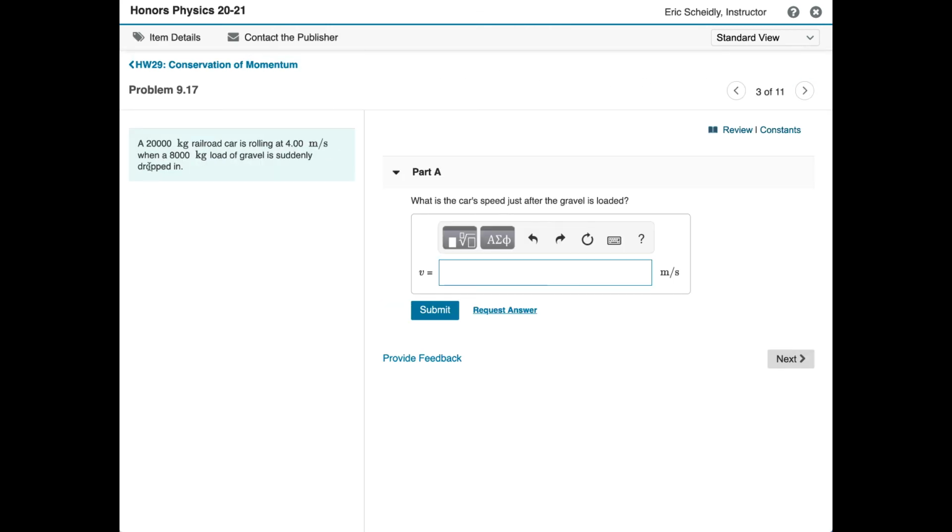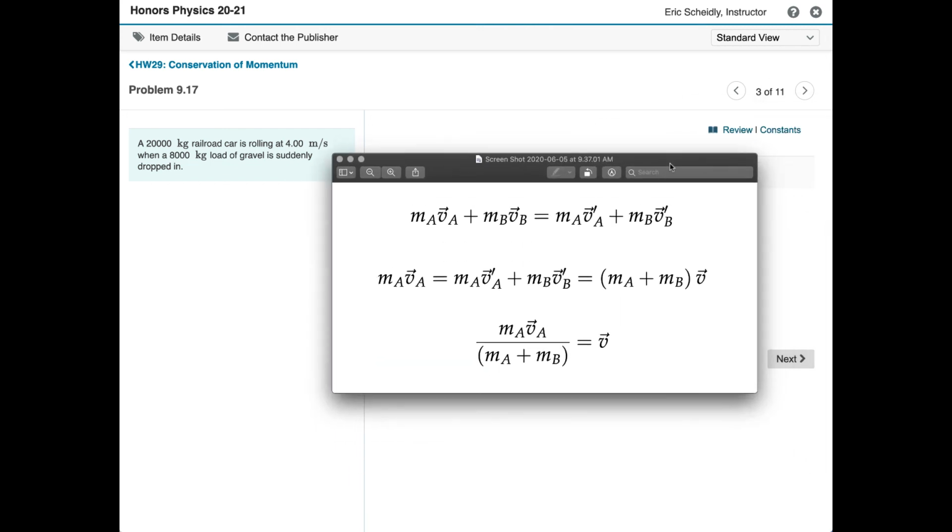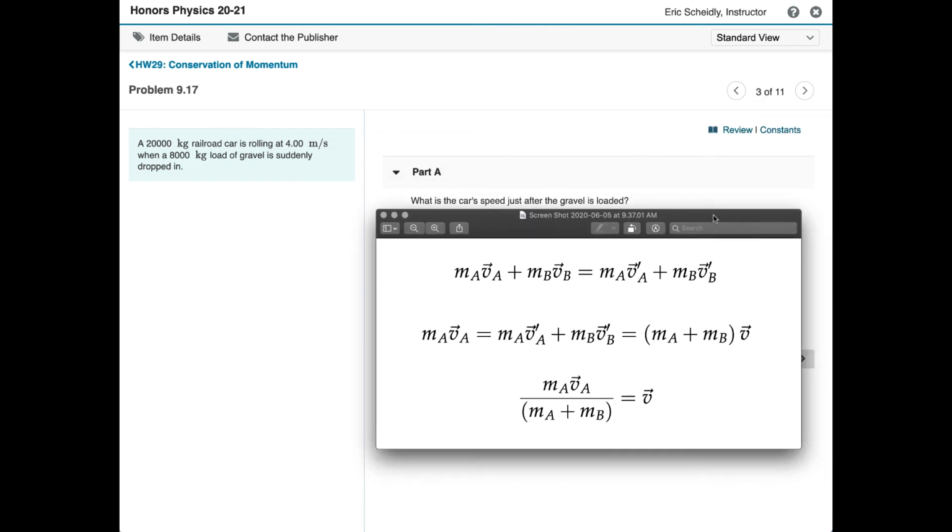Problem number 3, I have a 20,000 kilogram railroad car. It's rolling along at 4 meters per second. And I'm going to dump an 8,000 kilogram load of gravel into it. What is the speed after the gravel is loaded? This problem is a classic. Here's what the algebra looks like.